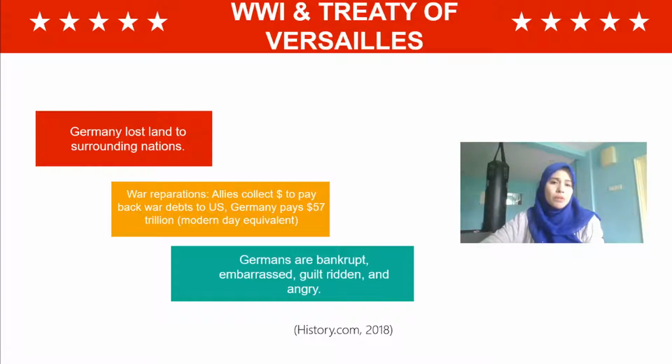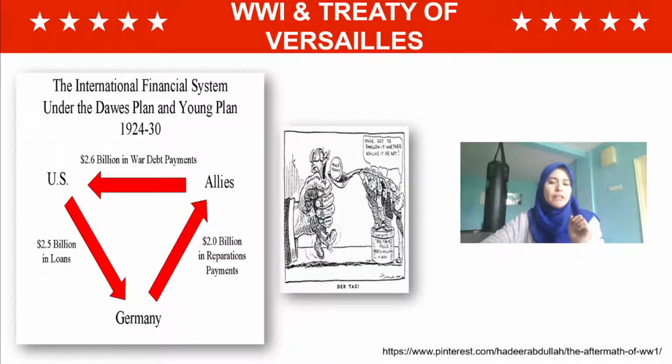So after World War One and the Treaty of Versailles, Germany lost land to surrounding nations and had to pay war reparations. Germany needed to pay a lot of debts because of the Allies' services and weapons. So they needed to pay around 57 trillion in modern day equivalent. Germans were bankrupt, embarrassed, guilt-ridden, and angry. So they were forced to pay all the war debt.